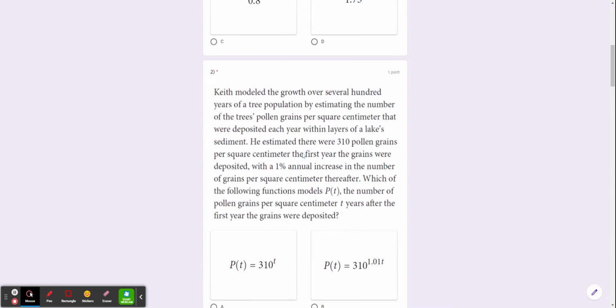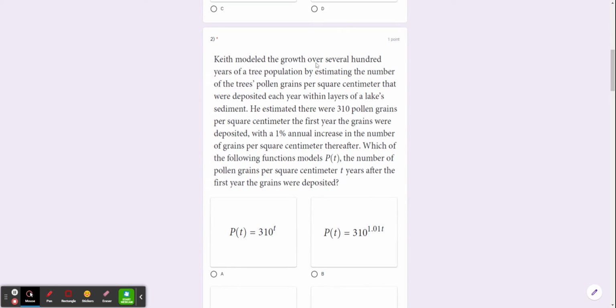Alrighty, so let's see here. For number 2, Keith modeled the growth over several hundred years of a tree population by estimating the number of tree pollen grains per square centimeter that were deposited each year within layers of a lake sediment. He estimated there were 310 pollen grains per square centimeter the first year, and the grains were deposited with a 1% annual increase in the number of grains thereafter. Which of the following functions models this?